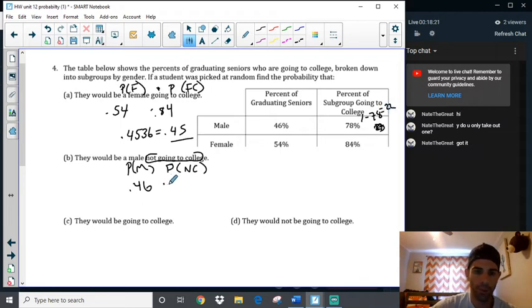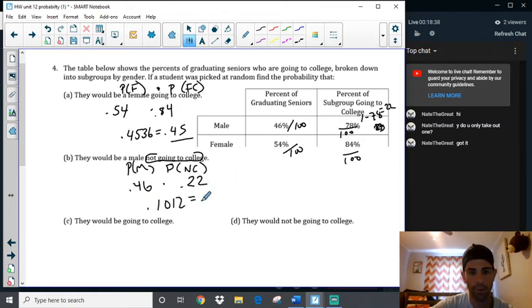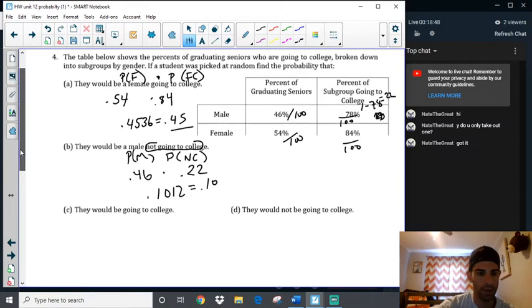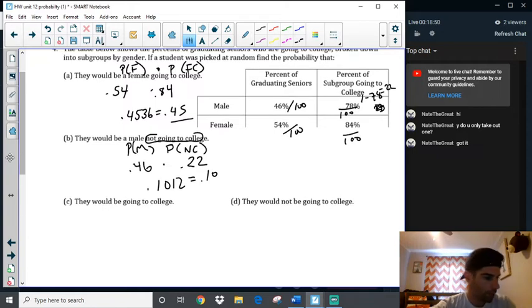So I'm going to be multiplying this not, but I'm going to be multiplying it by 0.22. And again, remember, I'm just dividing these by 100 when that's where I'm getting those numbers from. So 0.46 times 0.22, 0.1012, or 0.10.